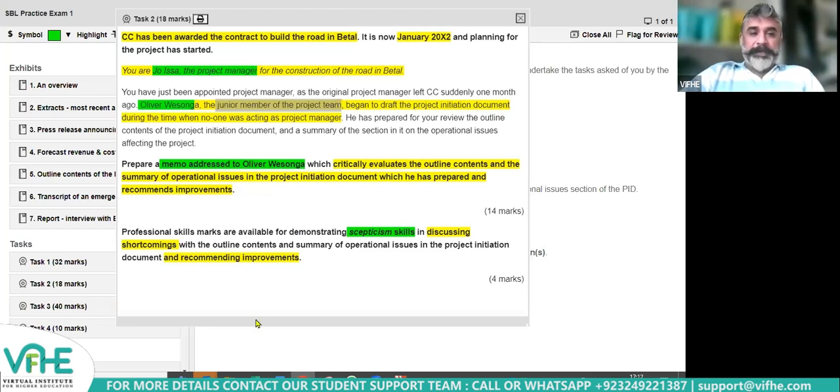Understood? Right. Now I saw some comments that it is the job of the sponsor to prepare a PID. You're absolutely correct. But in this organization, the project manager was preparing the PID. I don't know why, but this is the situation. So don't get confused. We need to follow the exhibit. Theoretically, you are right, but this is what it is, right?